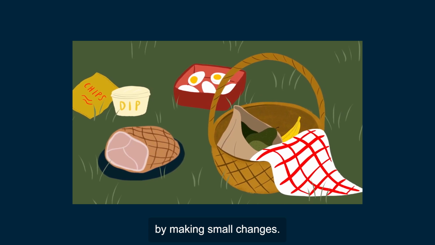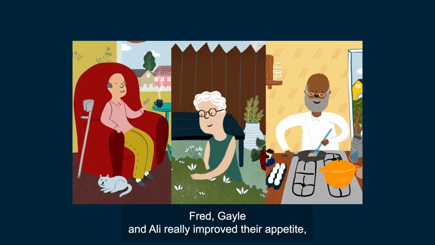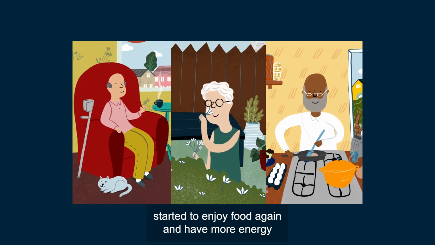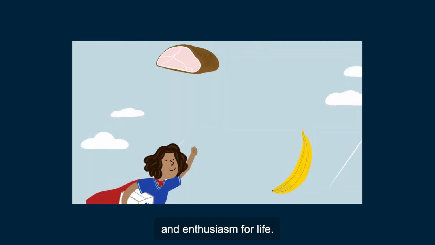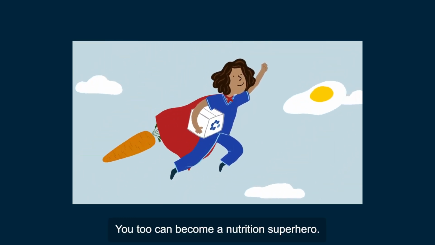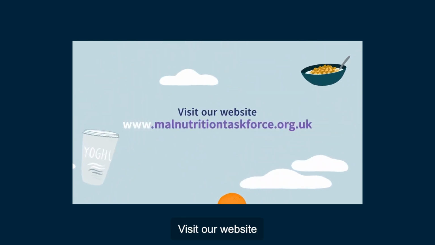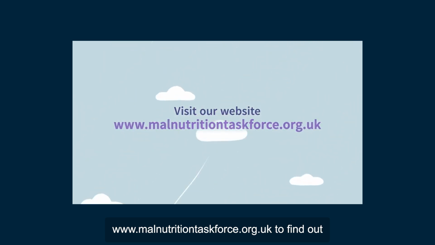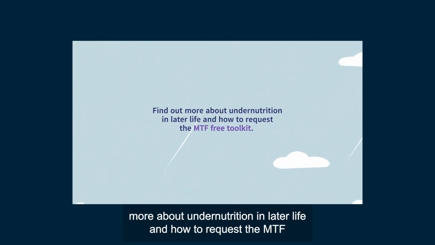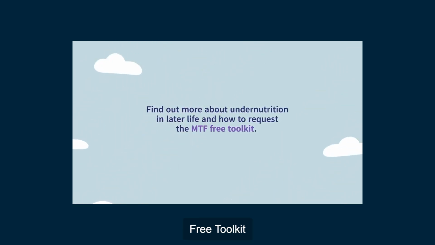By making small changes, Fred, Gail and Ali have really improved their appetite, started to enjoy food again and have more energy and enthusiasm for life. You too can become a nutrition superhero. Visit our website www.malnutritiontaskforce.org.uk to find out more about undernutrition in later life and how to request the MTF free toolkit.